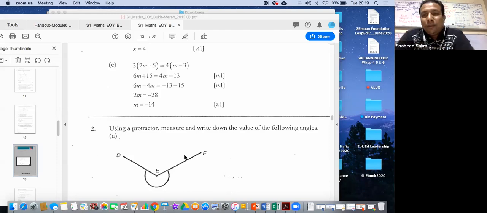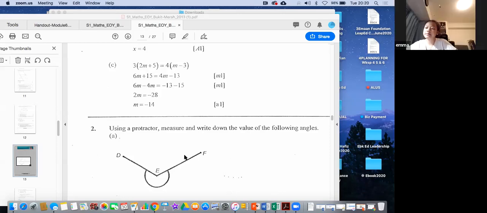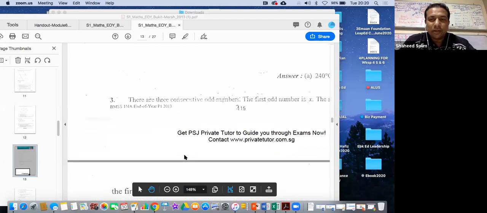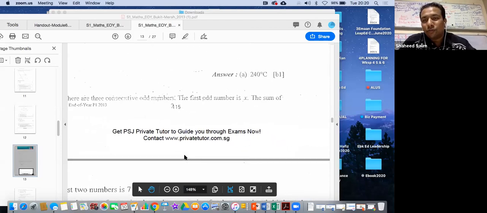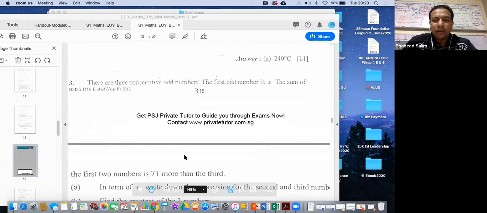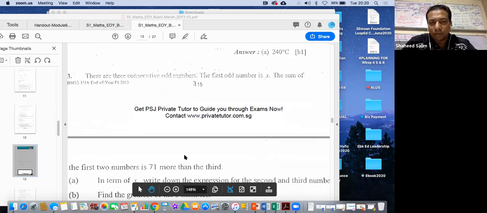Okay, not bad. Okay, so what's your angle? 247. 246 degrees. Let us see whether 240. 240 degrees. Okay. Yeah, congratulations, 240. Okay. Now they say question number 3, there's 3 consecutive odd numbers. The first odd number is x. The sum of the first 2 numbers is 71 more than the third.